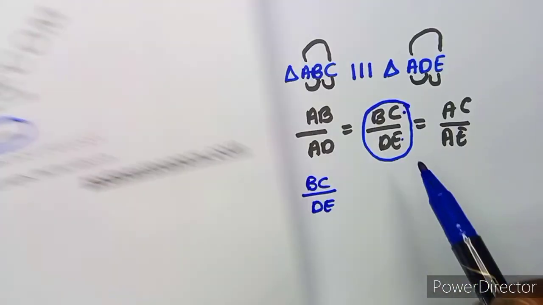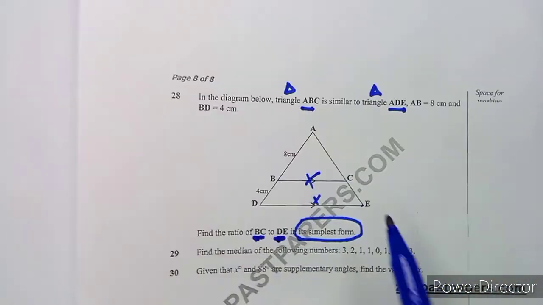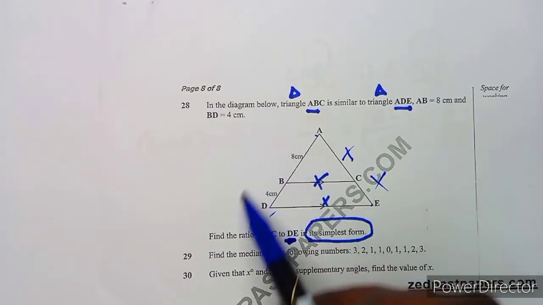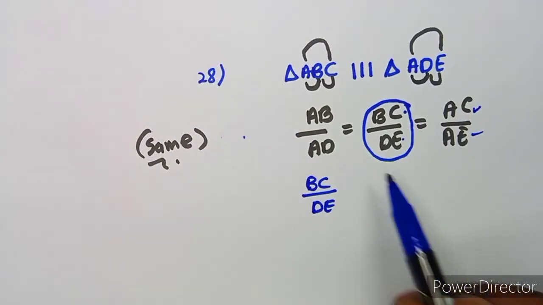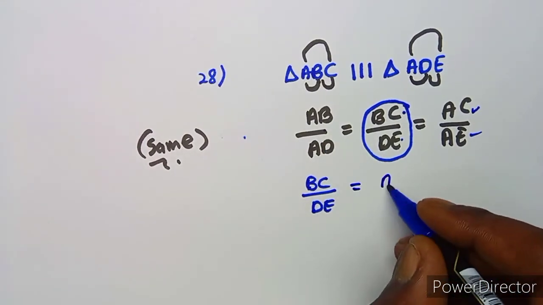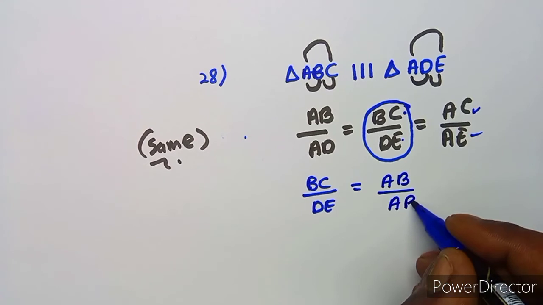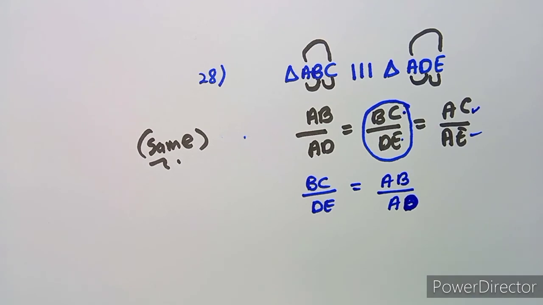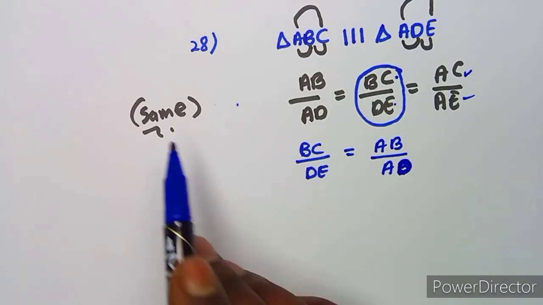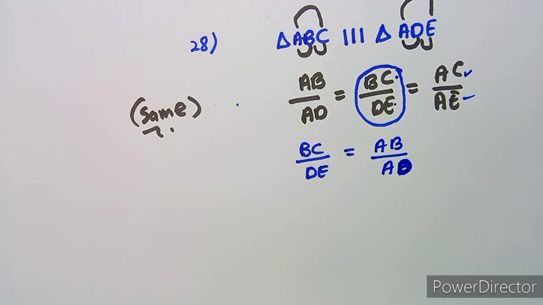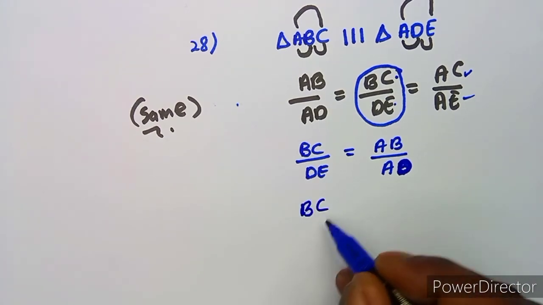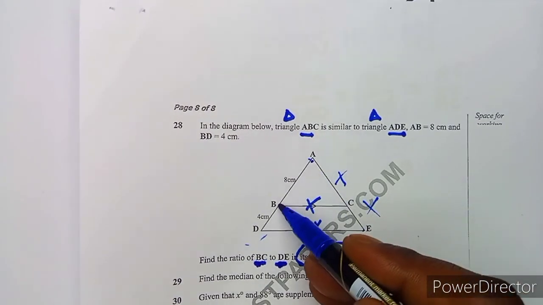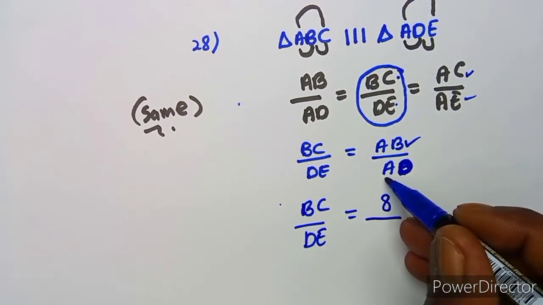AB and this line have got values, but let's cross check AC, AE. From A to C, there's nothing here, so I'm going to take this side, which has AB, so it's equal to AB over AD, because I have these values on this one. And it's the same thing, because we said the ratio of sides for similar figures is the same throughout. So BC over DE is going to be AB, I substitute my A to B, which is 8, everything over A to D.